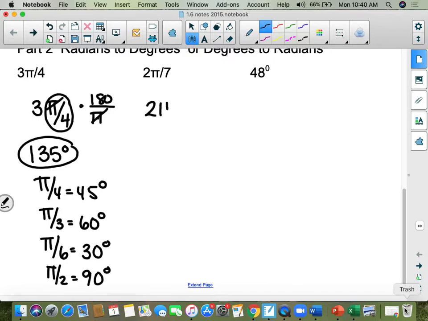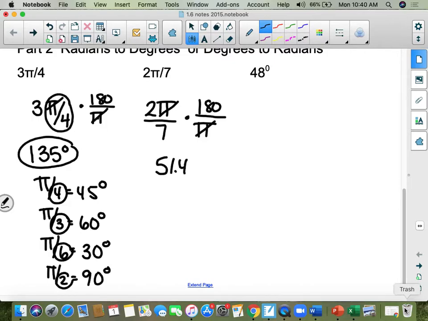Like 2 pi over 7. I don't know that one. It's not one of my 6 or the 2. This is a 7. So I'm going to do it the old-fashioned way, 180 over pi. Get rid of the pi's. 2 times 180 is 360, and 360 divided by 7 is going to equal like 51.429 degrees.